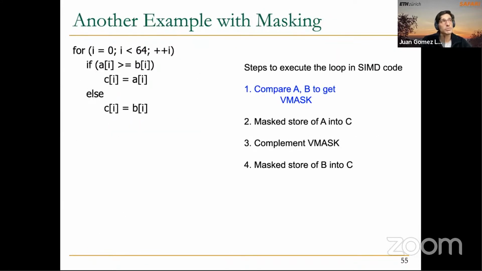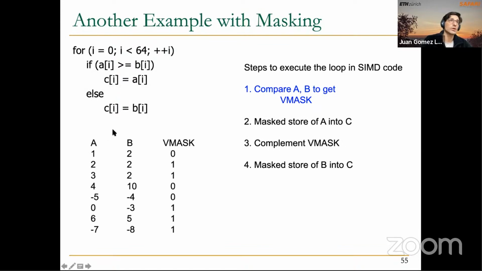Here you can see another example with masking. In this case, it's a little bit more complex because we have an if-else statement. So we first obtain the mask, same as before, performing one comparison and loading the corresponding bit in the corresponding position of the VMask register. After executing the first operation here, that is storing the element of A in the corresponding position of C, we complement the mask because this is an else statement, and for the remaining lanes, we will store an element of B in an element of C.